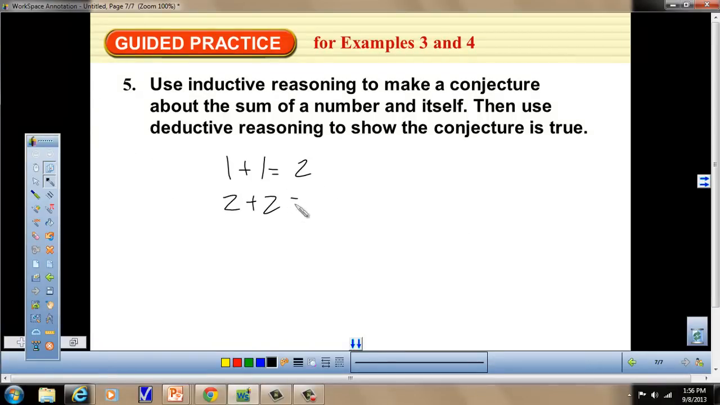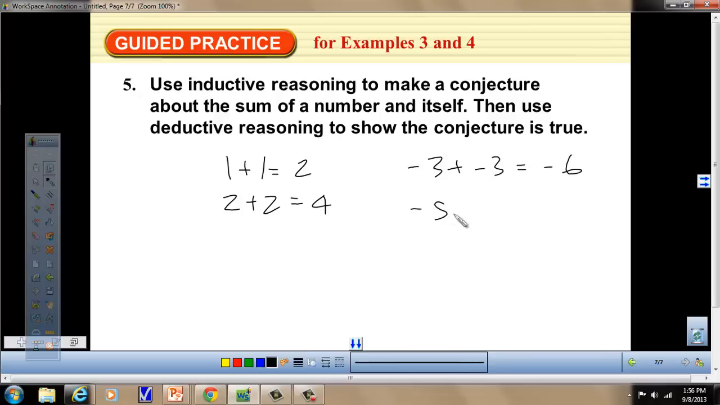2 plus 2 equals 4. We could even do -3 plus -3 gives me -6. -5 plus -5 equals -10. In all of these cases, this is 2 times 1, this is 2 times 2, this is 2 times -3, this is 2 times -5. It ends up being twice what it's supposed to be.